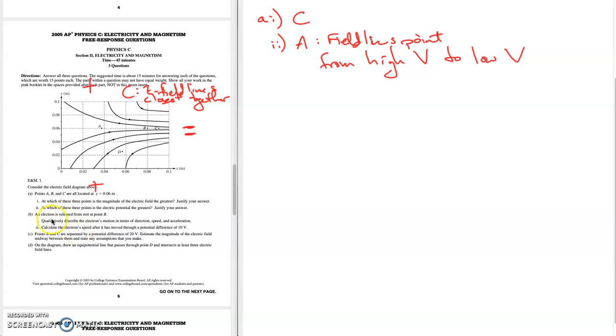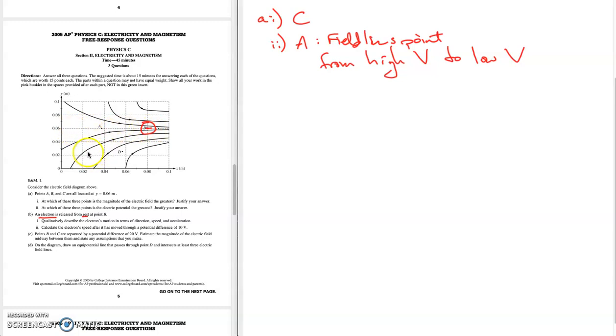All right, now they're going to mess with us by having it be an electron, not a proton. And it's released from rest at point B. Let's get rid of these extra things that are just going to get in the way. Describe the electron's motion in terms of direction, speed, and acceleration. Okay, so at point B, here's our electron right there. And electrons move in the opposite direction from the electric field.